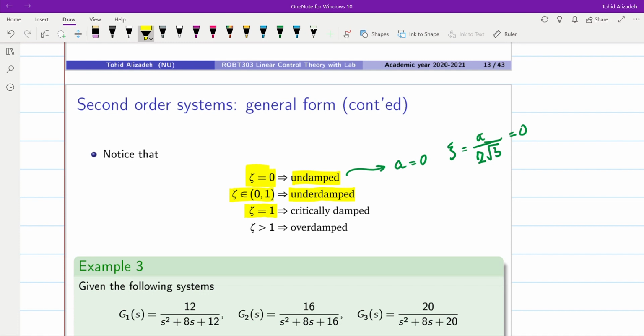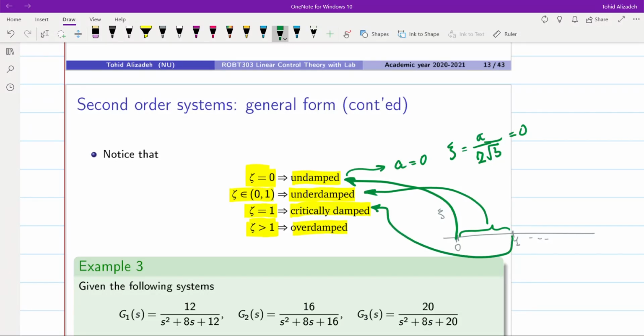When zeta becomes equal to 1, we will have the critically damped case, and when zeta goes beyond 1, we will have the overdamped. So based on the value of zeta that we have, as zeta, let's say, increases from 0 to 1 and beyond, right at 0, we will have the undamped. Then between 0 and 1, we will have the underdamped. Right at 1, we will have the critically damped. And beyond 1, we will have the overdamped case.